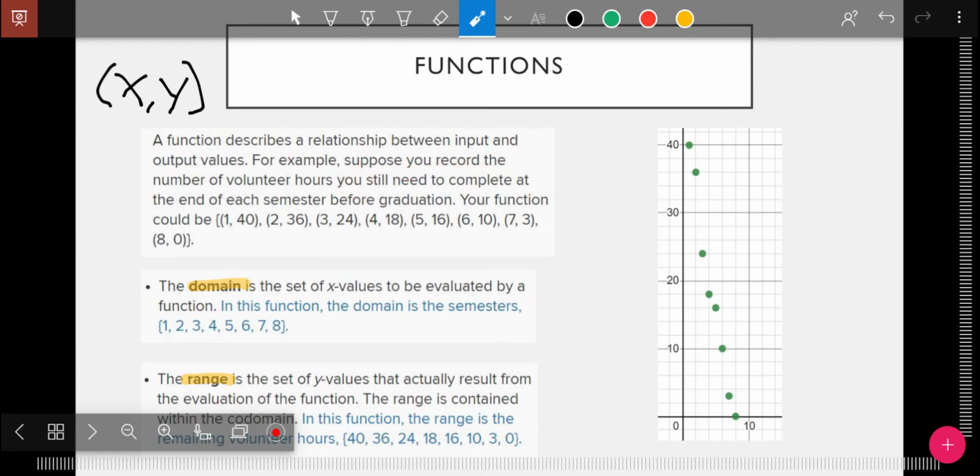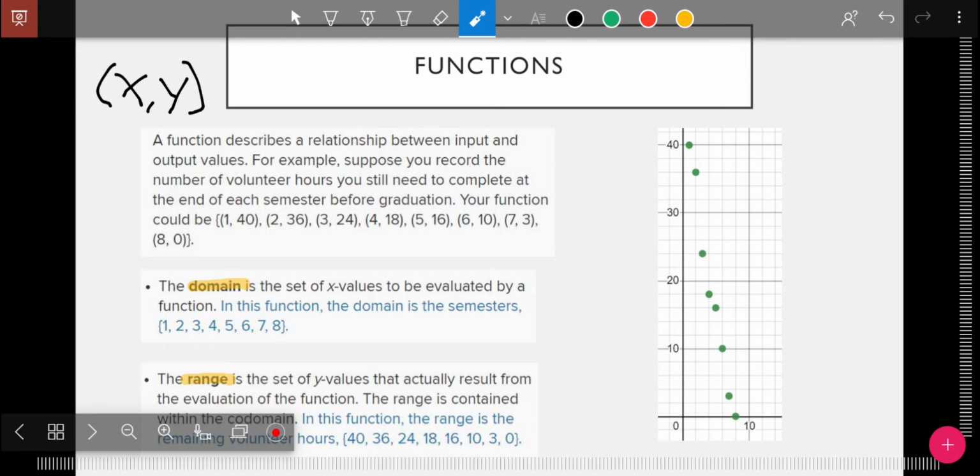It says, suppose you record the number of volunteer hours you need to complete to graduate. All right, so your first semester in school, you're a brand new student. You have to do 40 hours before you graduate. Some schools actually do this. All right, you did 4 hours that first semester, so the second semester you're in school, you only have 36 left to go, and so forth and so on until right before you're graduating. You have no hours, you're done. You can take it easy there your senior year.